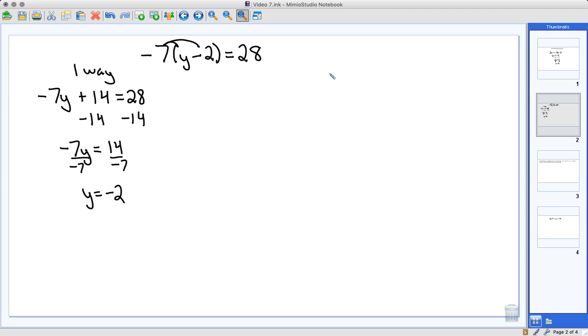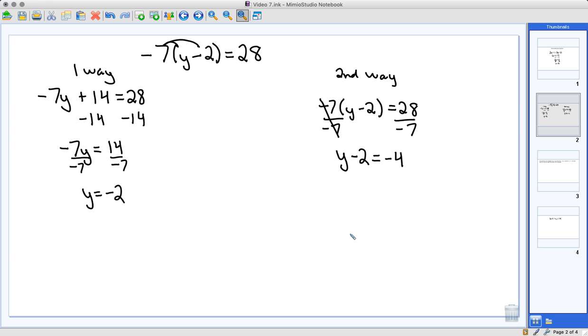The second way, I'm going to rewrite the problem for you. So negative 7 times y minus 2 equals 28. When we do negative 7 and we use an operation with the y minus 2, we multiply, right? So if we're thinking inverse operations, we could actually also divide by negative 7. So if I divide by negative 7, those cancel. I'm left with the y minus 2 that was in parentheses equals 28 divided by negative 7, which is negative 4.